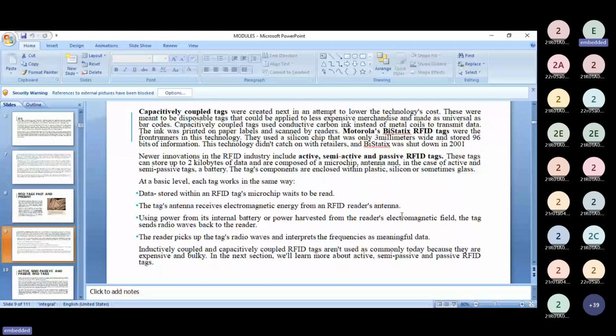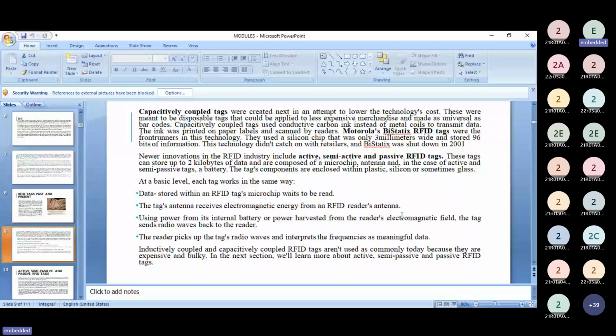New innovations in the RFID industry include active, semi-active, and passive RFID tags. These tags can store up to 2 kilobytes of data and are composed of a microchip, an antenna, and, in the case of active and semi-passive tags, a battery. The tag's components are enclosed within plastic, silicon, or sometimes glass.